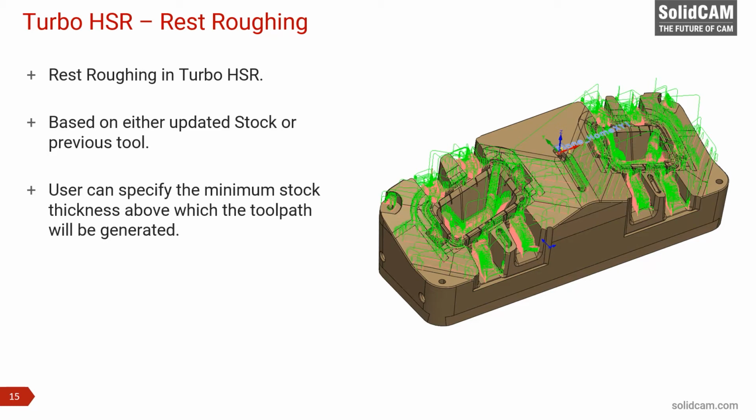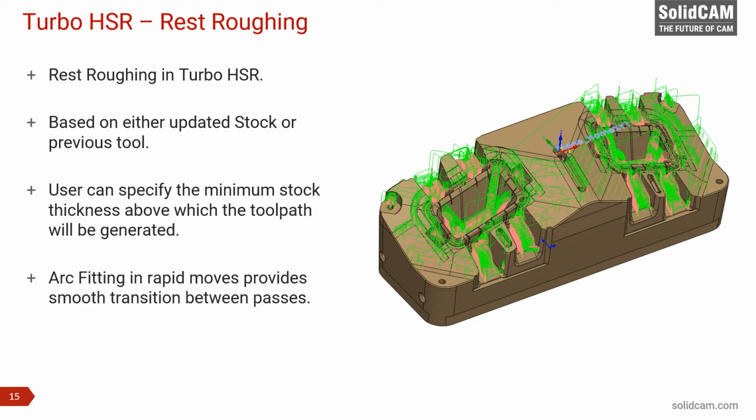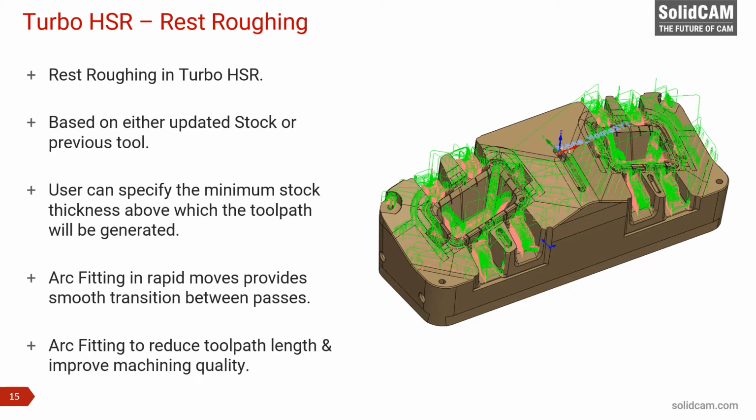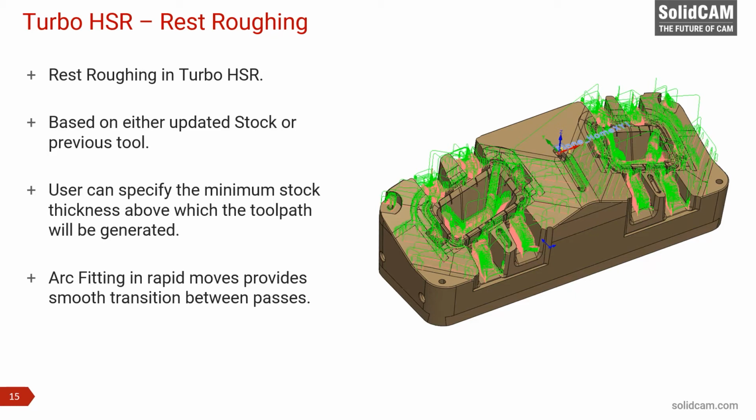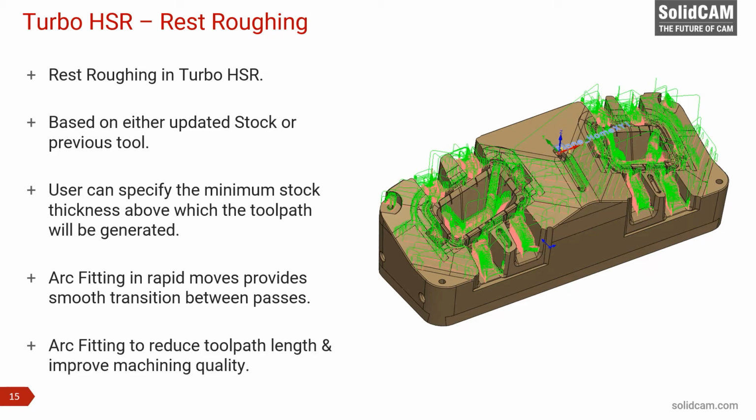Arc fitting is possible in rapid motions and provides smooth transition between passes, so the movements on the machines are also going to be much smoother. And arc fitting is also possible inside the toolpath, which reduces the toolpath length and improves the machining quality on the machine, especially on the older generation machines where a lot of points are very difficult to process by the controller and the machine sometimes gets slow or starts jerking when only points are sent for machining. So the arc fitting helps these kind of toolpaths to be taken even on a very old machine and machine the part efficiently there.